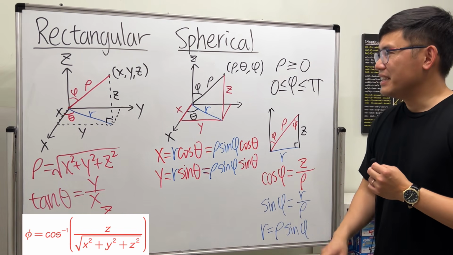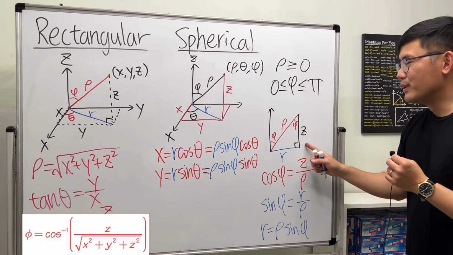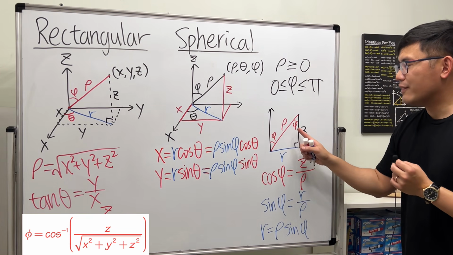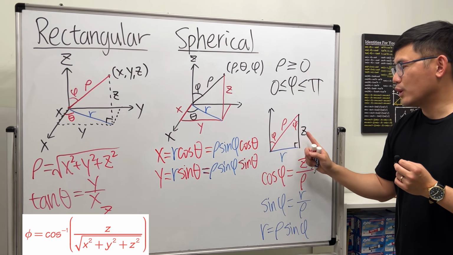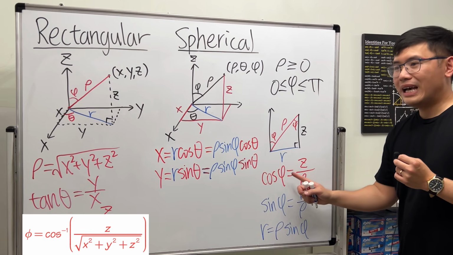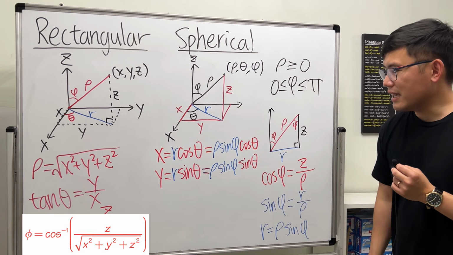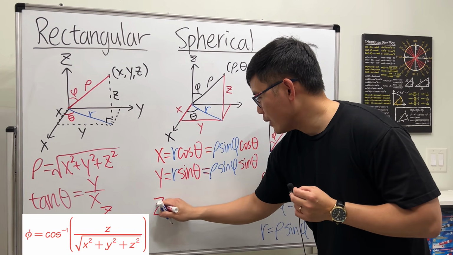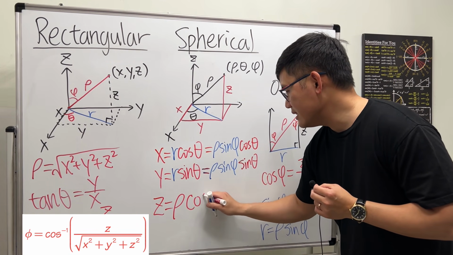Just like that. Now, lastly, how can we get z? Again, look at this triangle here. We have what and what given? We have phi given and rho given. We're trying to find z. And guess what? We have it right here as well, right? For z, we can just multiply rho on both sides. So that will give us rho times cosine of phi.